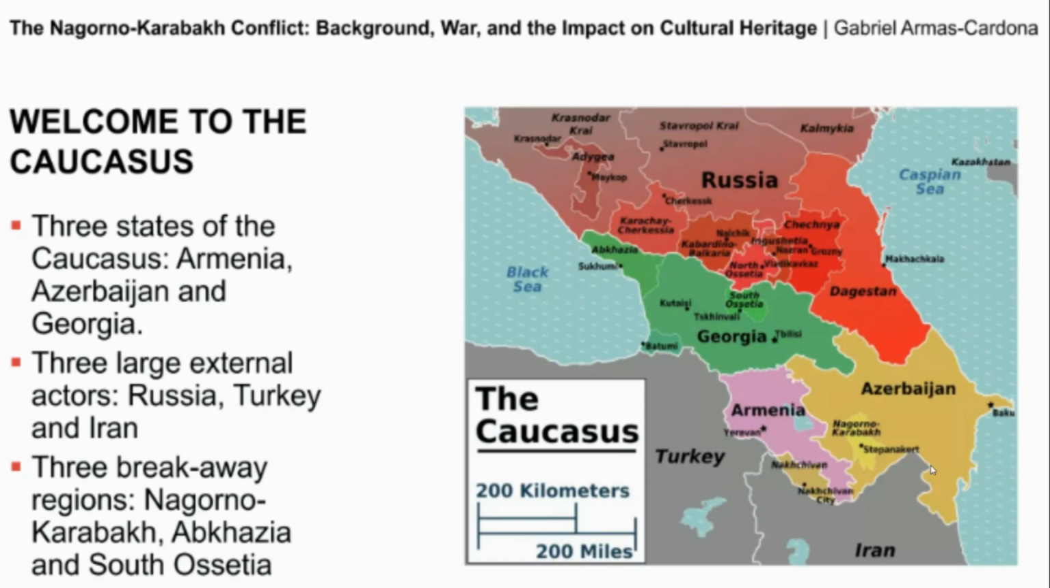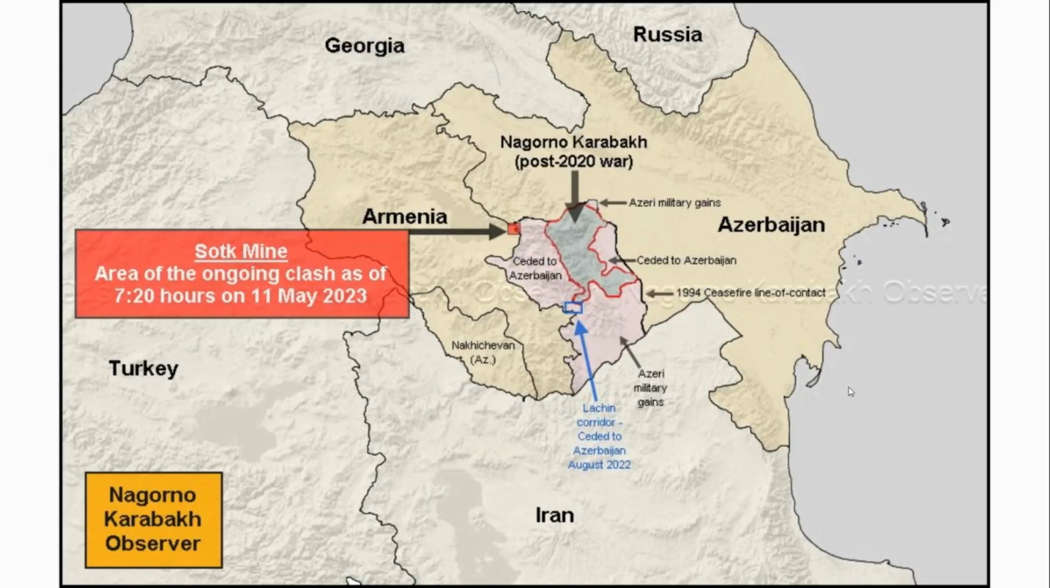And three breakaway regions: Nagorno-Karabakh, as you can see, is a territory of Azerbaijan, but there is an Armenian population. Abkhazia and South Ossetia have ethnic Abkhazian people and Ossetian people, but they are controlled by Russia. Let's go back to our major topic, which is Nagorno-Karabakh or Dağlık Karabakh.